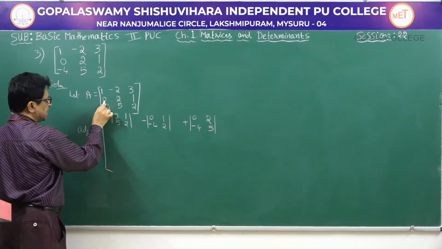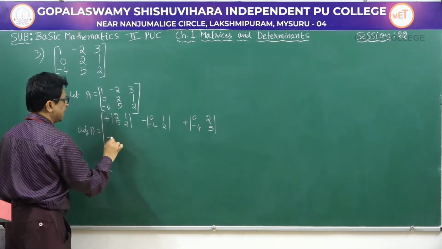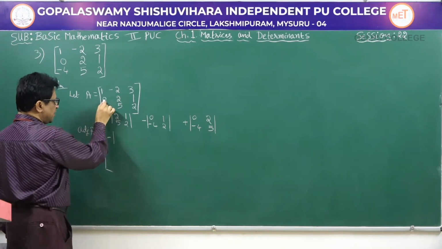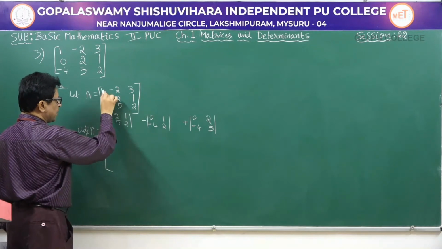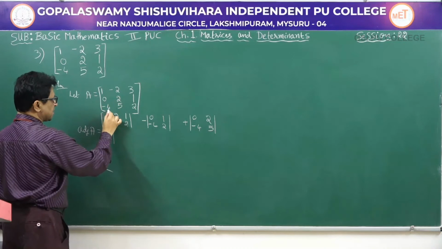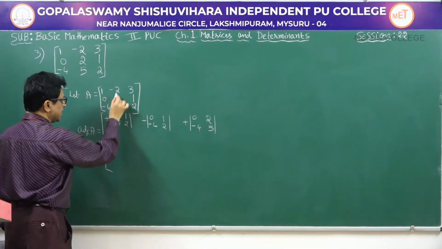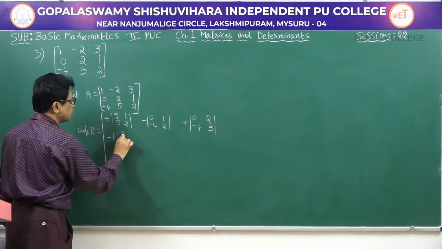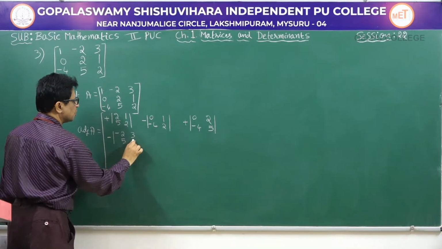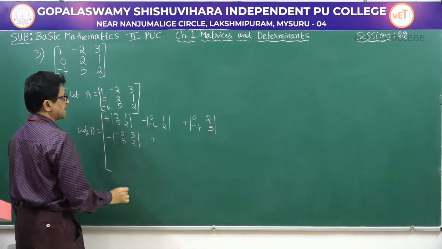Next we shall find the cofactor of 0. So first we shall write the sign minus, determinant of. So 0 lies in the second row, first column. So we eliminate the second row and first column and take the determinant of the remaining elements. That is determinant of minus 2, 3, 5, 2. Next we write the sign plus.